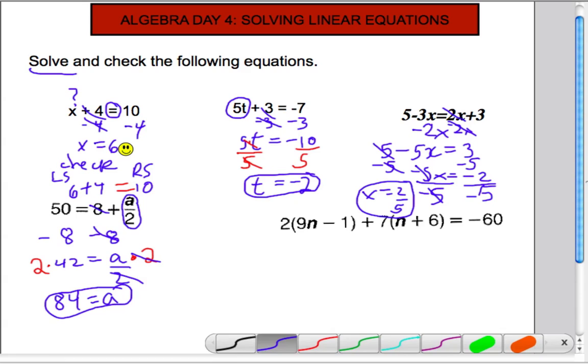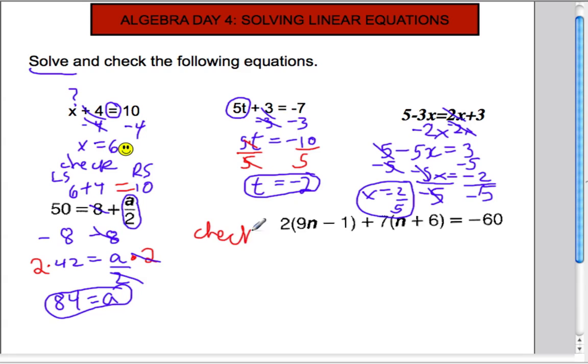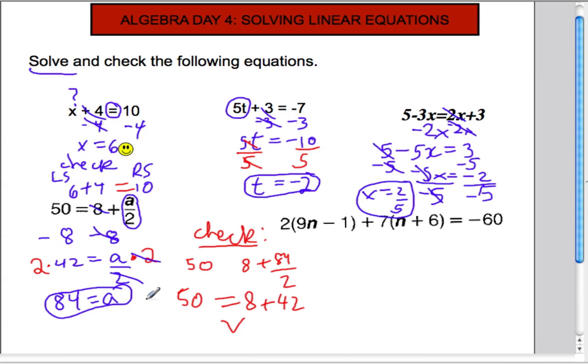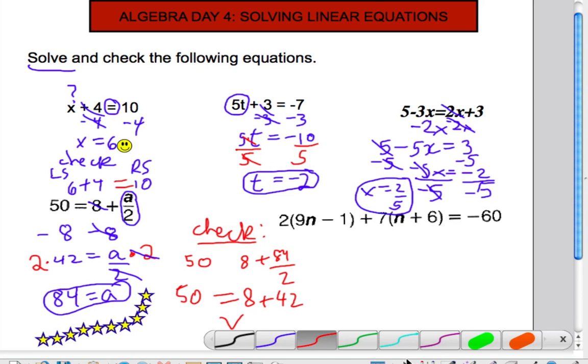Now, since we've got space here, I'm just going to check. So we have 50 on the left side, and on the right side we have 8 plus 84 divided by 2. We have 50 on the left, and 8 plus 84 divided by 2 is 8 plus 42, which is 50. Okay, that's balanced, right? Substituting in 84 worked, which means that you're happy, which means that you have earned some stars.